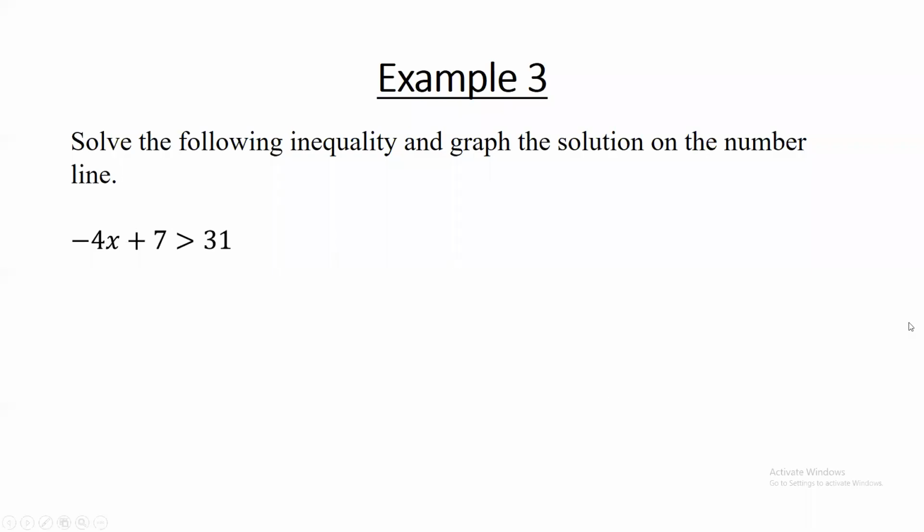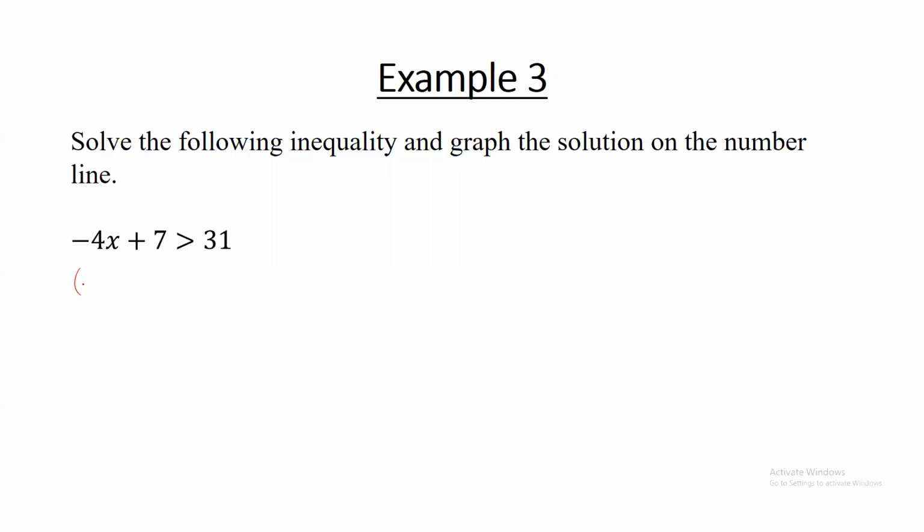Now let's solve the following inequality. When we solve this inequality, negative 4x plus 7 is bigger than 31. Just like in solving an equation, we want to try to isolate x. And so we're going to be undoing operations. We will first want to undo the addition of 7, just like in an equation.